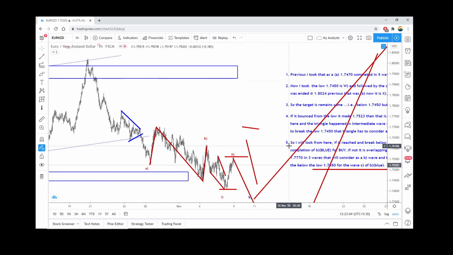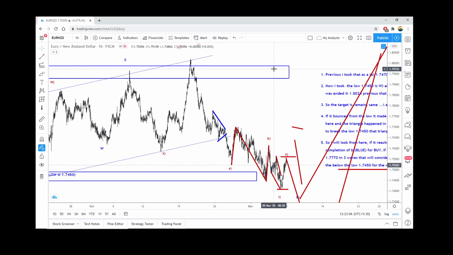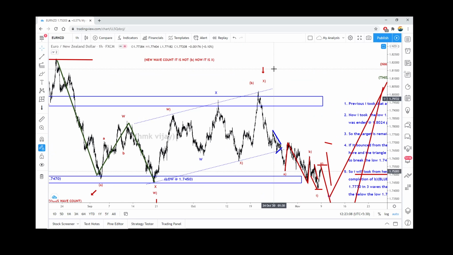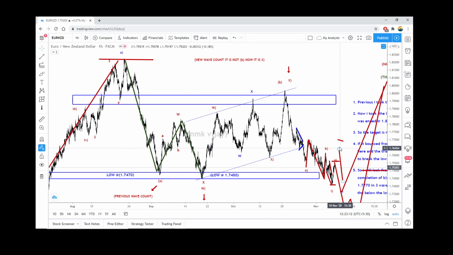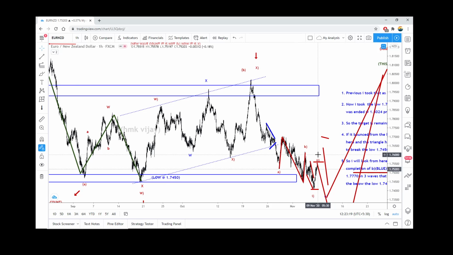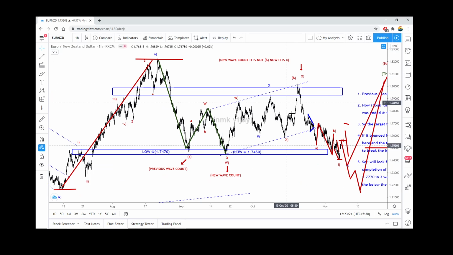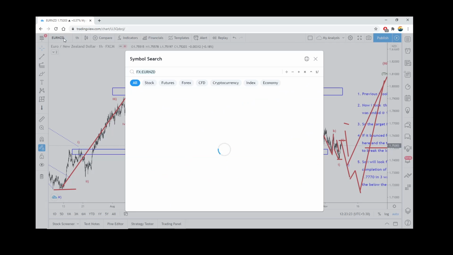So in that condition, if it shoots from here, New Zealand dollar is weaker than all currencies. Either if it comes down as per this, then euro will be weaker than the New Zealand. So mind that, and trade safe in this euro New Zealand. So now we move on to US30.